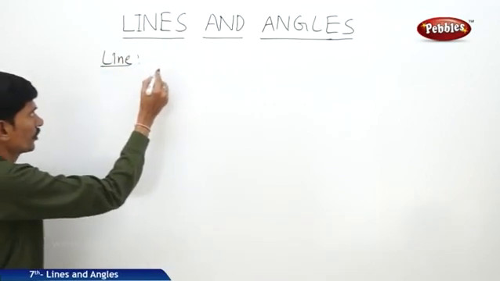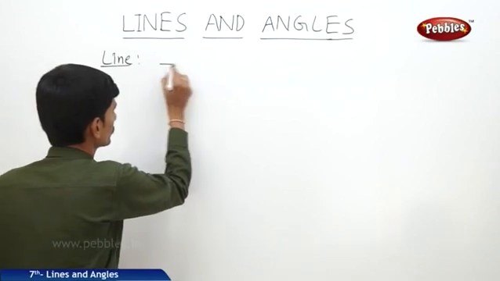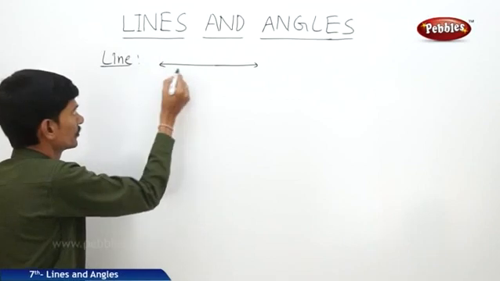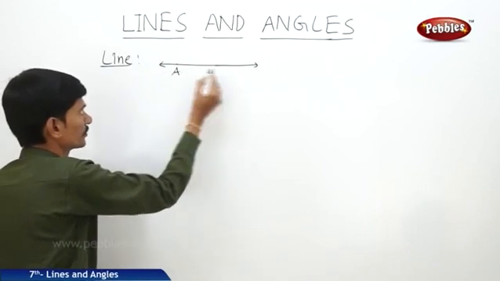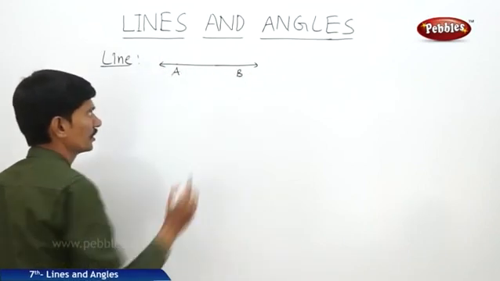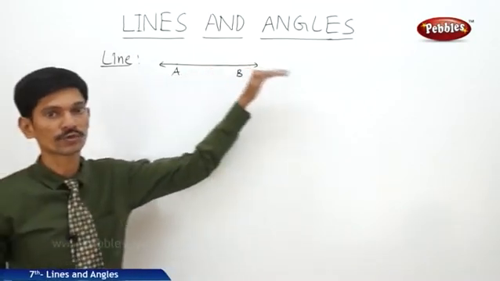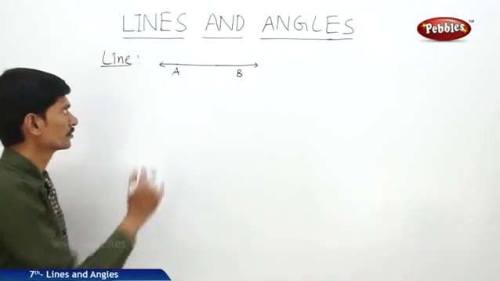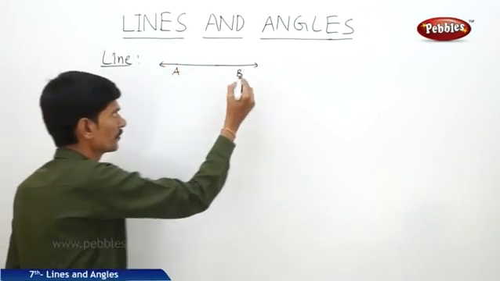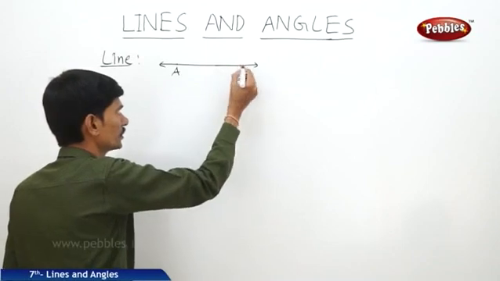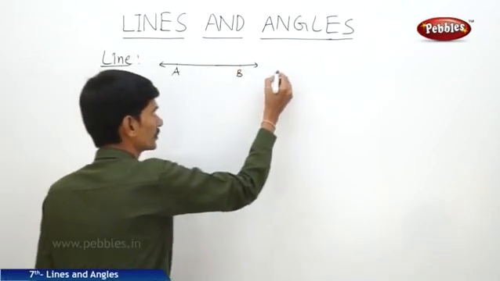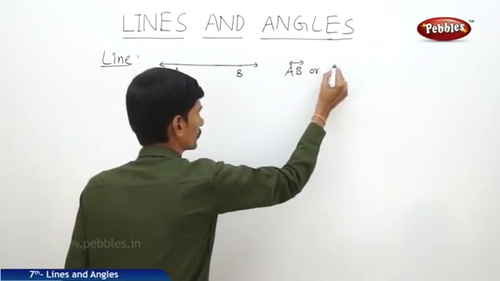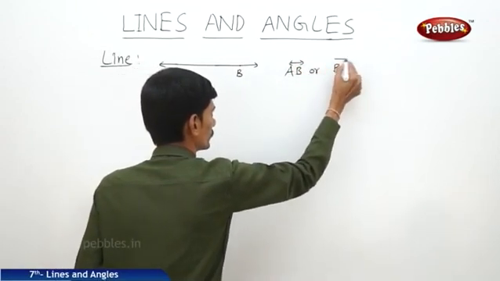The set of all the points in a plane in a straight way gives the idea of a line. The line is AB and a line can be extended on both sides and it has no endpoints on either side of the line. So here the line is represented by 2 points, any 2 points on the line. So this line can be represented as line AB or line BA.